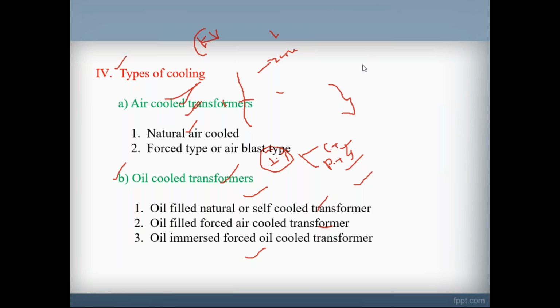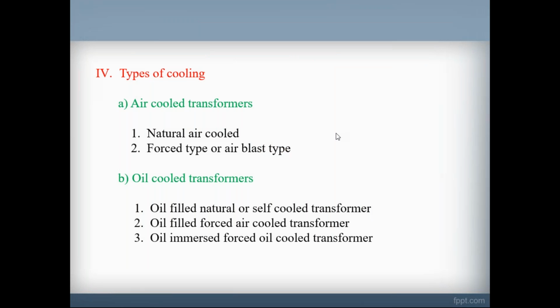Next, types of cooling. Okay? Generally the only drawback in a transformer is that it heats up quickly. We can minimize that drawback by using these methodologies. One is air cooling and the other is oil cooling. I will show you how they look.